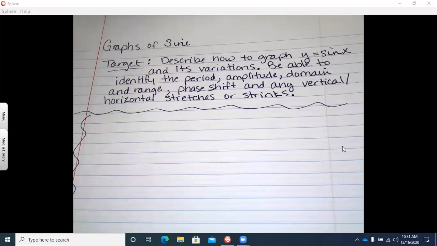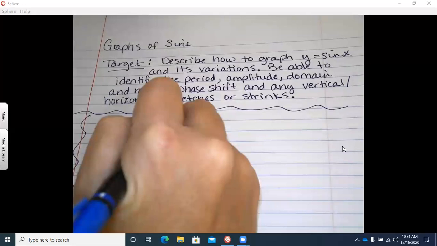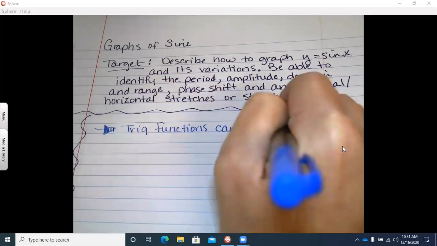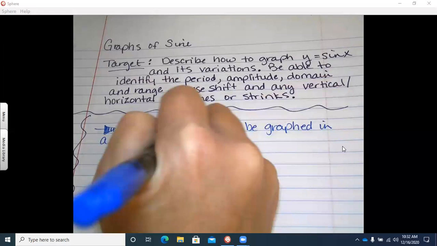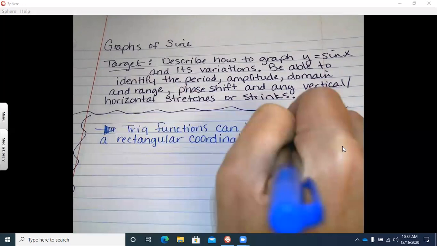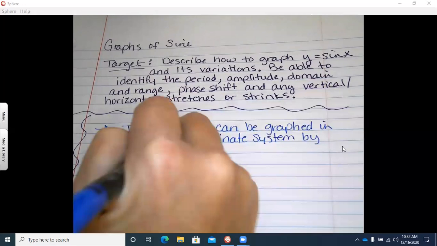Trig functions can be graphed in a rectangular coordinate system by plotting points whose coordinates satisfy the function.